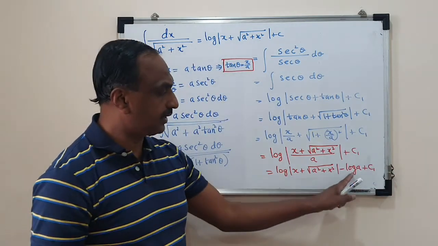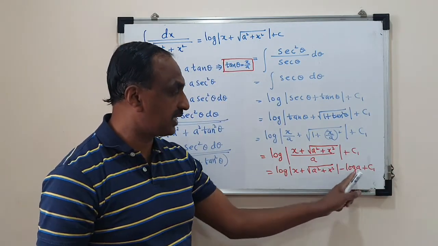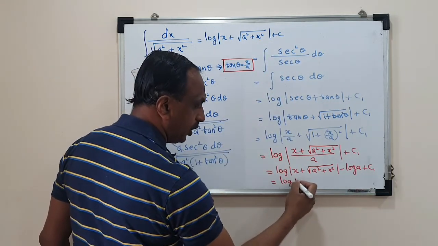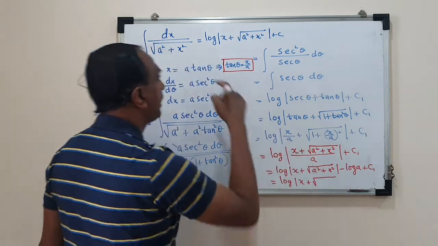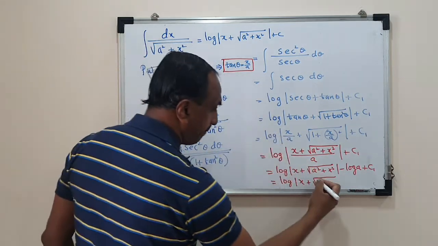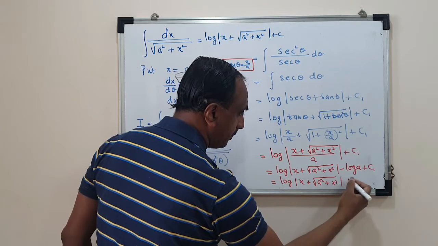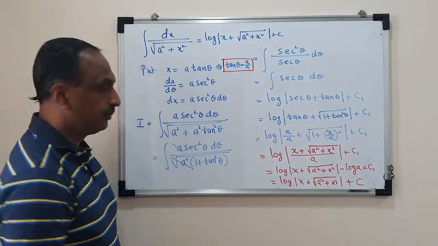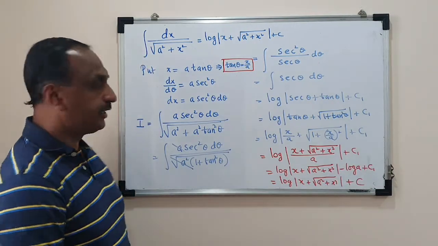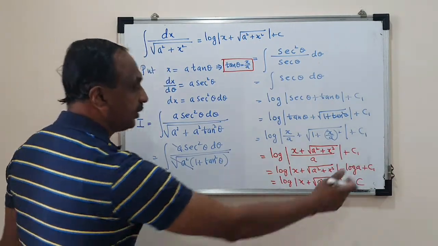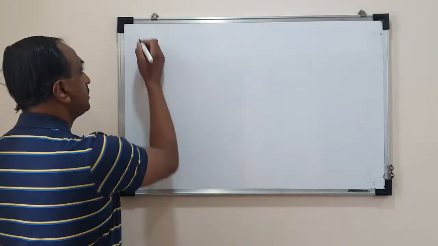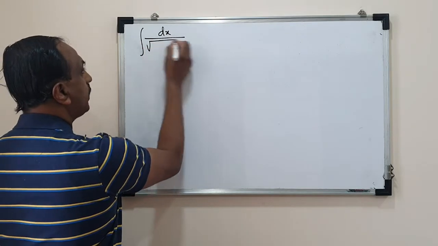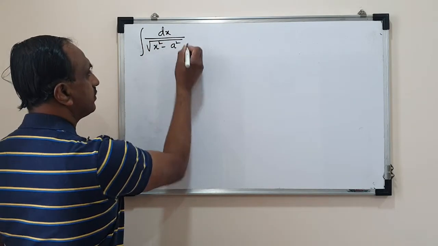I told you there's going to be another constant. So both constants are added and that's how you get the c. So your final answer is log of x plus denominator. What do you mean by denominator? This is a denominator. Root of a square plus x square plus c, where c is minus log a plus c1. Because it's a constant, so I added together, got a new constant. That new constant is denoted by c.